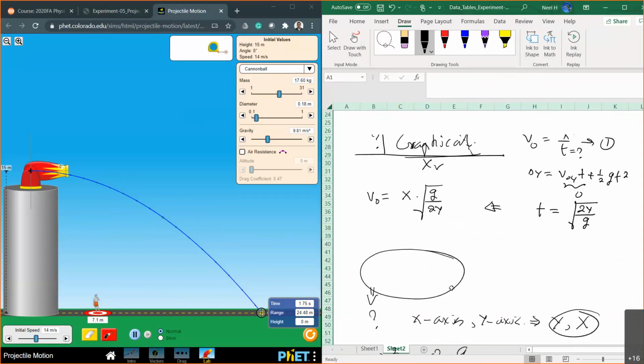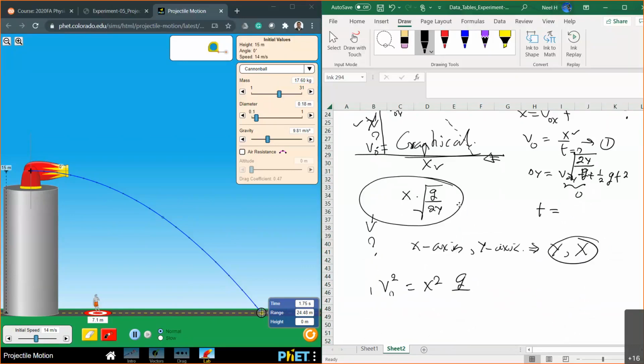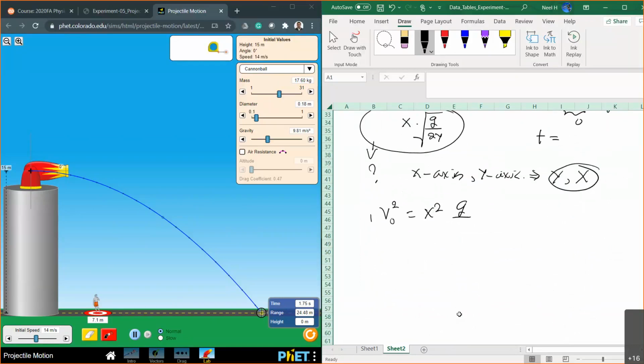Excel is not good for writing purposes at all. Let's see now. It should be fine, I think. Okay, so let's continue now.